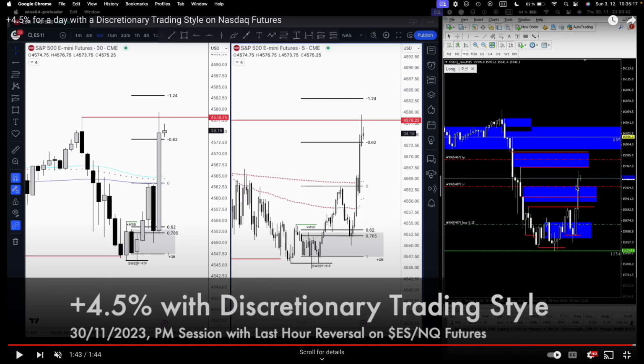I'm totally happy, and I closed this trade with 4.5% profit. It was such a beautiful session for me. It was really a good Friday.